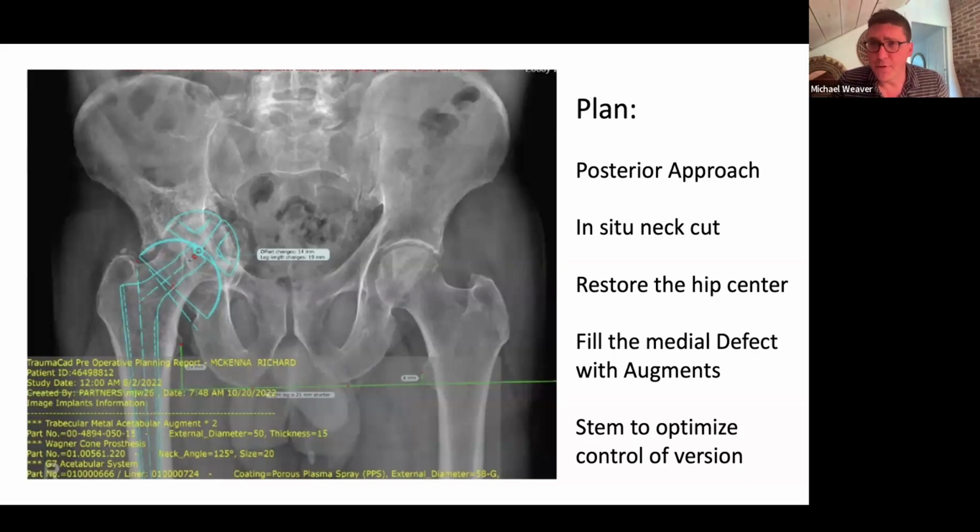I have heard some people using the femoral head as an autograft, but I personally prefer metallic augments when possible. And then I selected a Wagner stem, which is a monoblock, cylindrically tapered stem that's very useful in these situations because it really lets you control version, although certainly I think a primary hip stem would be fine in this situation as well.